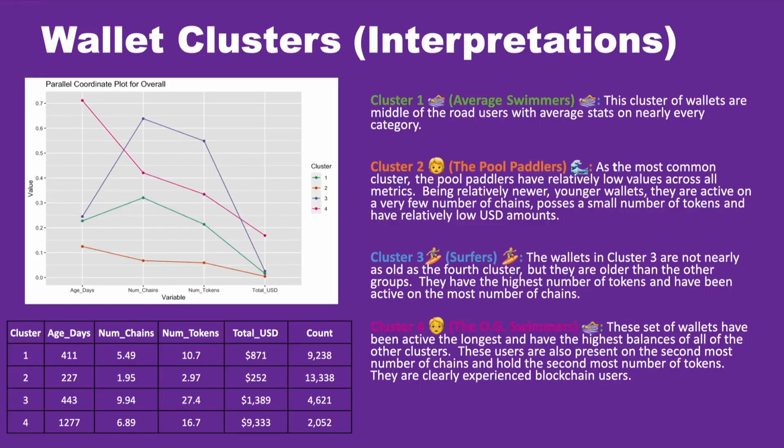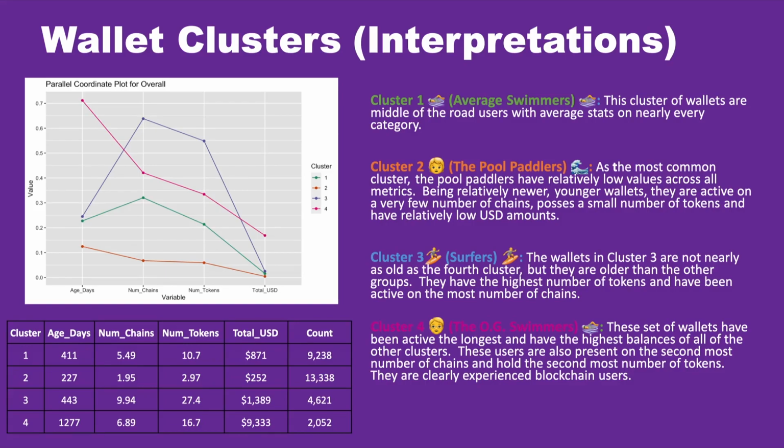So we tried to interpret them a little bit and give some meaning and context to the clusters. So cluster 1 we're calling the average swimmers. That's the green cluster. They're middle of the road in everything, so that I guess is good that they're the first cluster in this instance. It's a middle of the road cluster. There's nothing that really stands out. The other ones are a little bit more interesting.